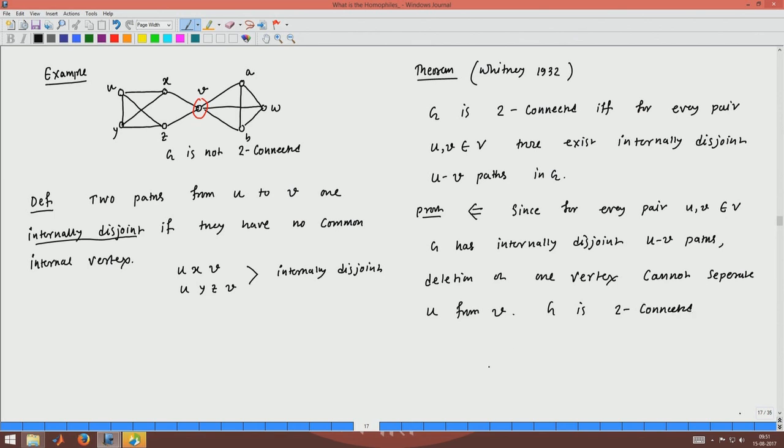Take a random pair U and V, and there are internally disjoint paths between them. So, these are the two internally disjoint paths P and Q. Then obviously, just deleting one vertex, you can't separate U and V. So, deletion of one vertex is not enough to disconnect the graph G. So, the graph is two connected.